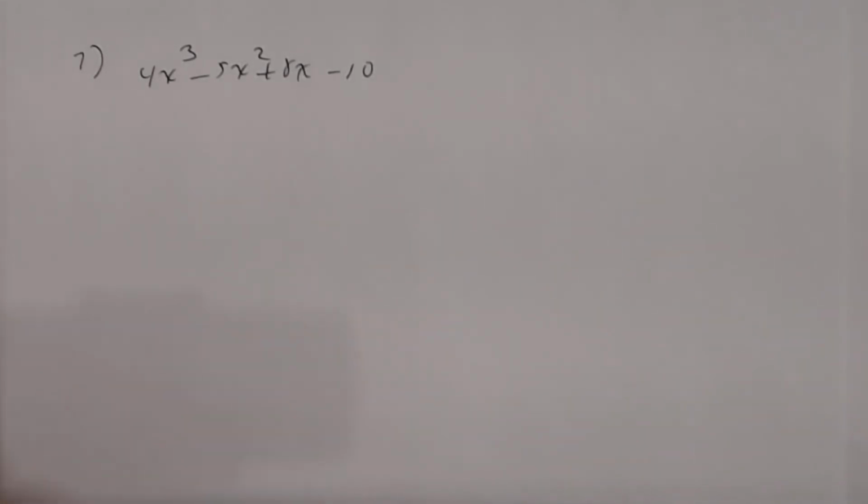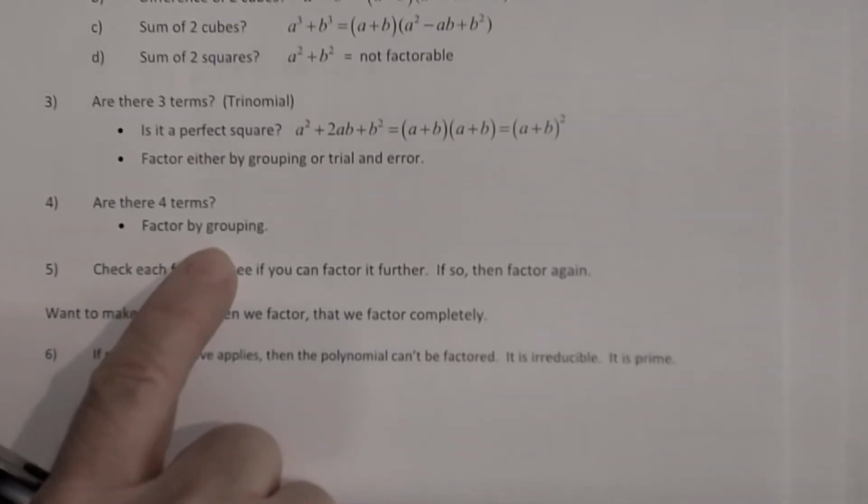Okay? Now, how many terms do you have though? That's the next thing you want to do. Ask yourself, how many terms do you see? Well, there are 4 terms. Well, remember, when there are 4 terms, we want to try and factor this by grouping.